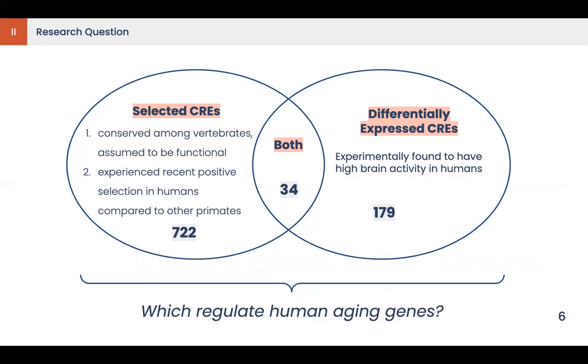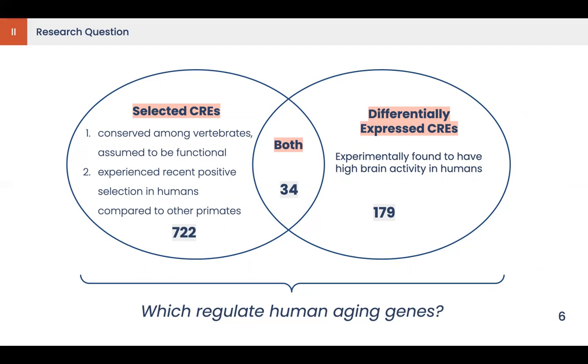And then also 179 CREs were found to have high activity in human brain neurons and induced pluripotent neural stem cells using an assay that's called lenti-MPRA. And the overlap of these two categories only had 34 CREs.